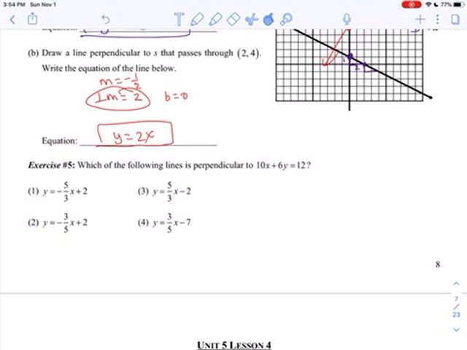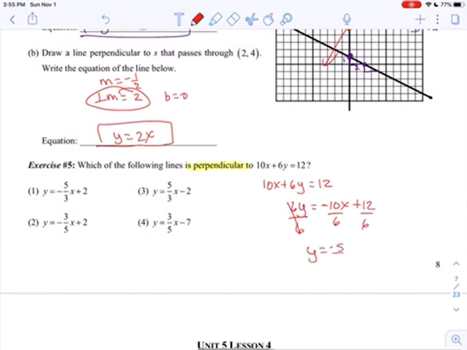Which of the following lines is perpendicular to 10x plus 6y equals 12? Perpendicular lines have slopes that are negative reciprocals, so I'm going to find the slope of that line. So first I have to get y by itself. I'm going to take that 10x and move it over to the right. So 6y equals negative 10x plus 12. I'm going to divide by 6 because I'm trying to get y by itself. And then I have y equals negative 5/3 x, because I reduced the negative 10 over 6. So it's negative 5/3 x plus 2.